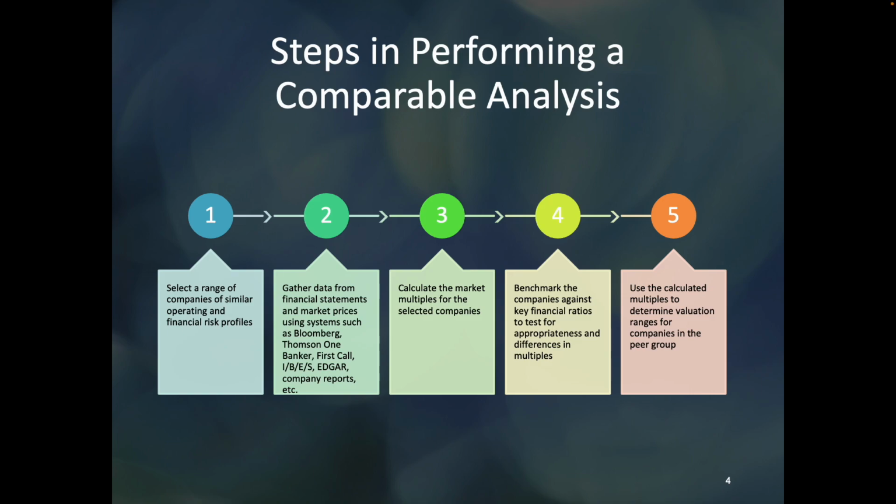Number 4, benchmark, explain the differences. Why companies trade at premiums, which means higher than their peers. Why companies trade at discounts, which means lower than their peers. And then finally, use that to establish ranges for companies. One of the other key points about multiples is it's more about the range than the absolute results. Because we're oversimplifying.